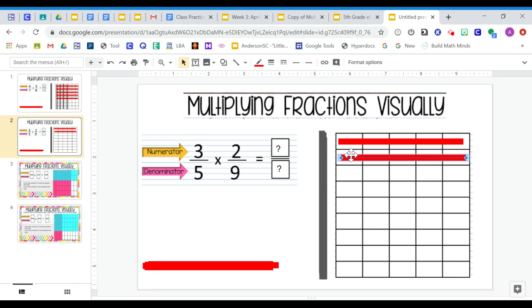Let's count and see: 1, 2, 3, 4, 5, 6, 7, 8, 9. I have 9 total rows and I shaded 2 of them. This represents the fraction 2/9. Now I want to take a piece of that. I want to take 3/5 of 2/9.